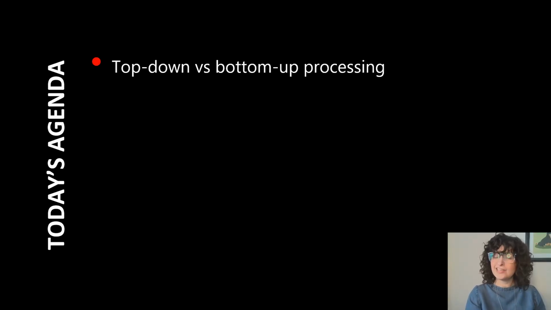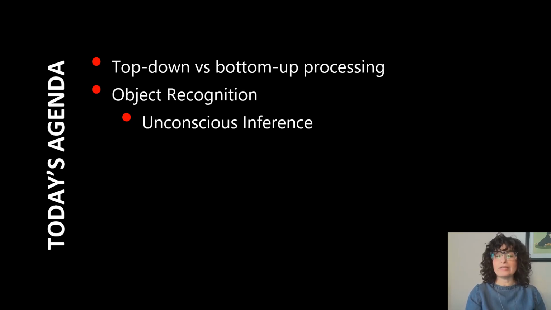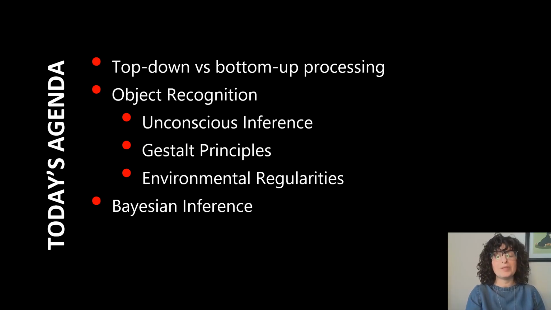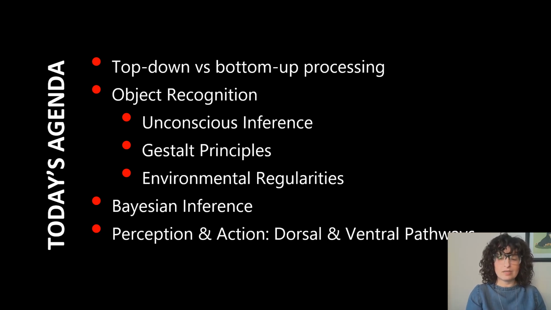Here is the agenda for today. This is the list of topics that we'll be going through, starting with top down versus bottom up processing. Kind of lays the groundwork for the entire lecture. Then we will jump into object recognition, looking at essentially four different approaches. We'll look at unconscious inference, Gestalt principles, and environmental regularities. The fourth approach is not specific to perception, but it can be applied to perception. So we'll also look at Bayesian inference. And then at the very end of the lecture, we'll talk about perception and action, the dorsal and ventral pathways, which you might remember from intro.